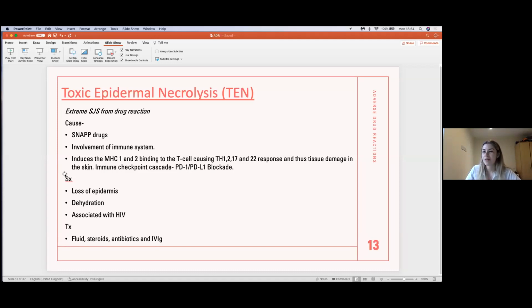So a bit of pathophysiology for you. It induces the MHC 1 and 2 binding to the T cell, which causes a Th1, Th17 and Th22 response, so tissue damage in the skin. And it's also an immune checkpoint blockade. Symptoms, again similarly to Stevens-Johnson syndrome, you get loss of your epidermis, immense dehydration, and it's associated with HIV. The difference with this is you also give your patient fluids, steroids, antibiotics, but you also give them IVIG, which is IV immunoglobulin.